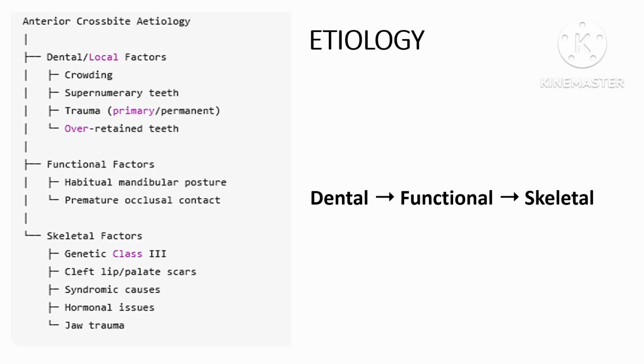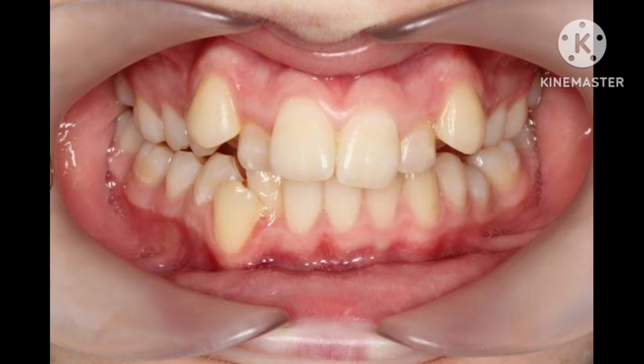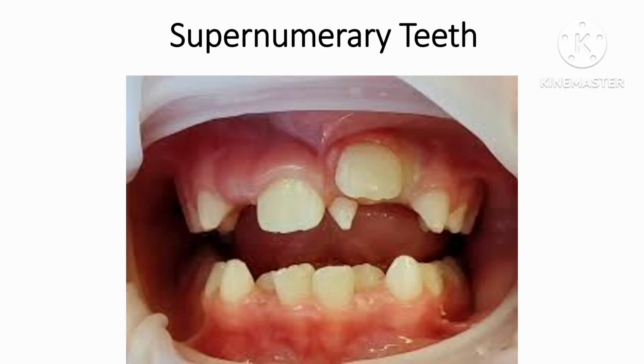Etiology of anterior crossbite can be dental, functional, and skeletal. Based upon these categories, we can classify anterior crossbite on the basis of etiology. In the dental type, the crossbite arises due to abnormal position or eruption path of individual teeth, while the underlying jaw relationship remains normal. It is usually seen in cases with retained primary teeth, crowding or ectopic eruption of maxillary incisors.